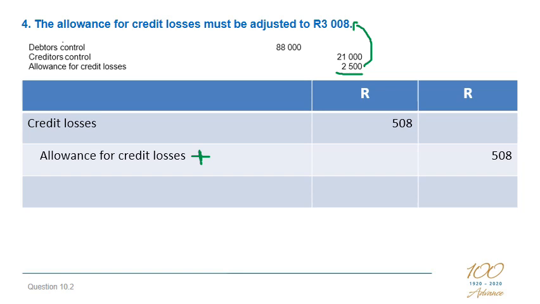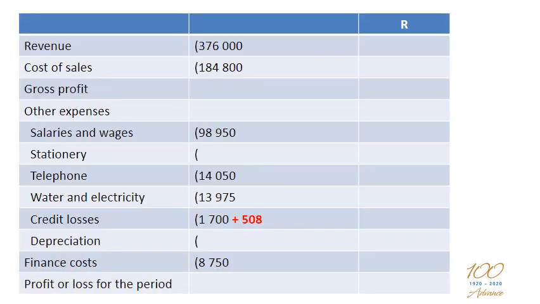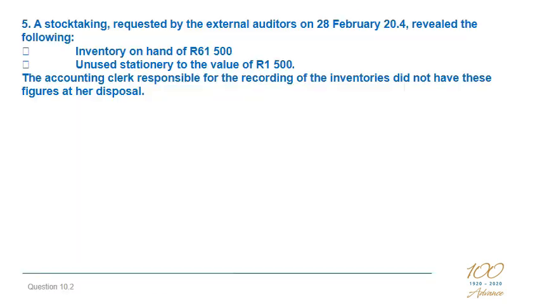So your credit losses account will actually contain your actual credit losses due to insolvency or debtors disappearing, plus then the adjustment to the allowance for credit losses. Credit losses is an expense account. So the influence on the statement of profit or loss will be an increase of 508 Rand in the credit losses expense, which I started out with a total in the first place from the pre-adjustment trial balance.